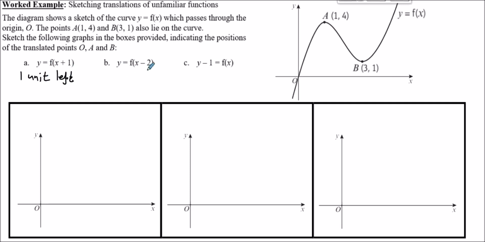Similarly for b, the change is in the brackets still. So instead of subtracting 2 from the x coordinates, we're going to add 2. So each x coordinate is going to grow 2 bigger. In other words, we're going to move the graph 2 units to the right.